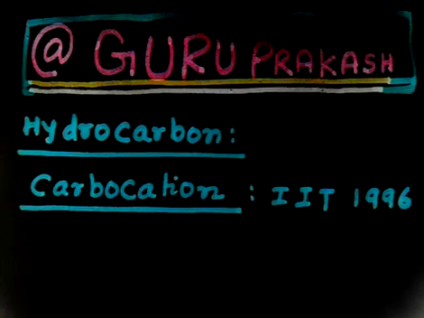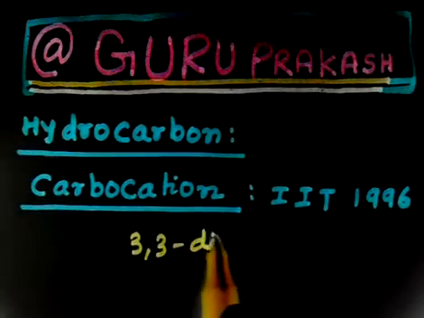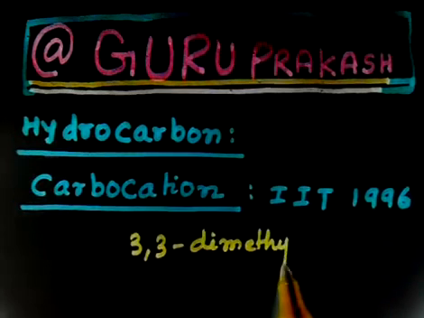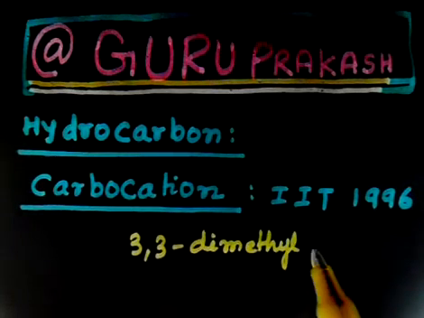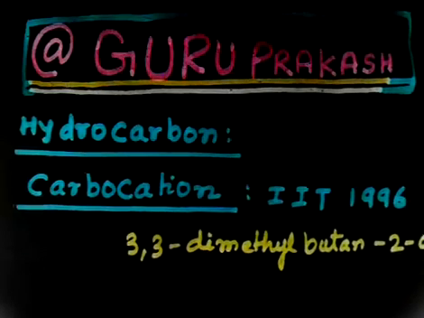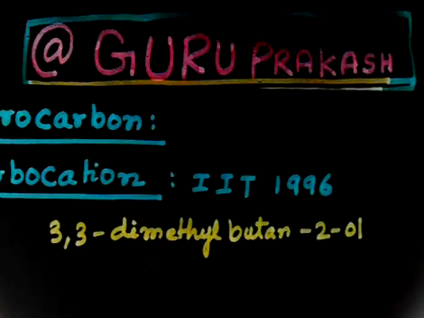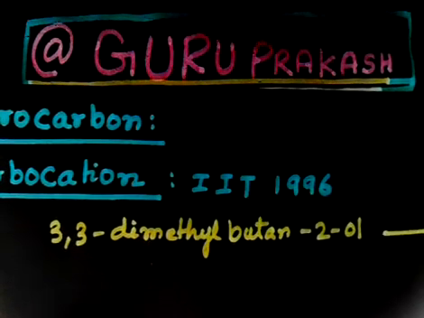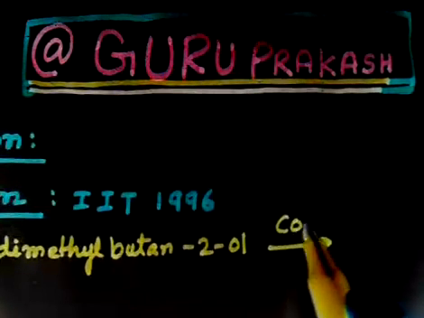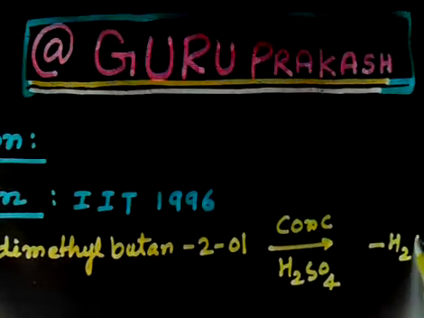Now this problem says 3,3-dimethyl-butan-2-ol. So we have 3,3-dimethyl butan-2-ol. When this compound loses a water molecule in the presence of conc H2SO4, so this is treated with conc H2SO4, and the question says it loses one molecule of water, so that is minus H2O.